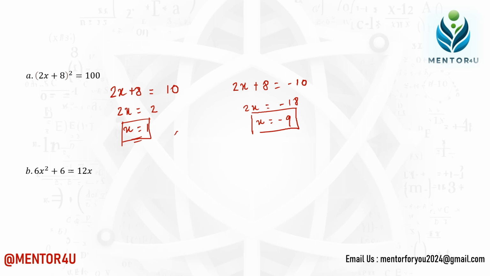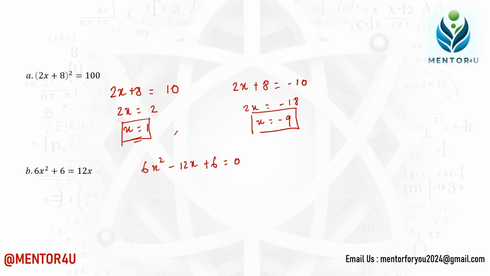Similarly here we have 6x squared. So it doesn't look like a quadratic equation. So you have to first make it a quadratic equation by taking that 12 to the left hand side. So that will be 6x squared minus 12x plus 6 equals 0.